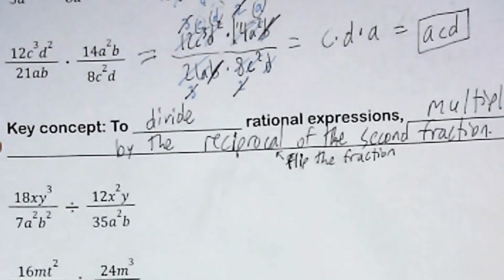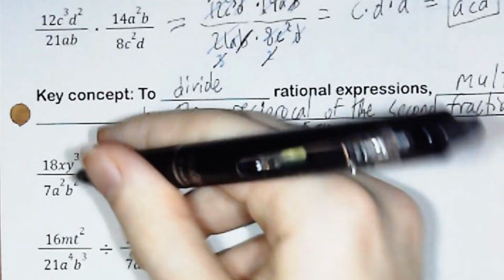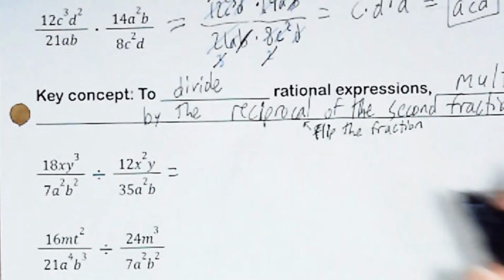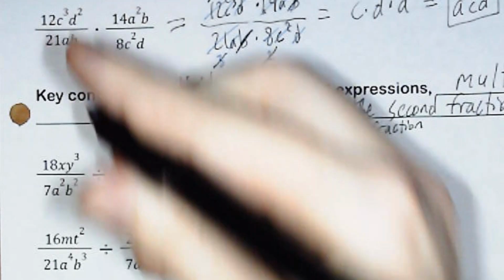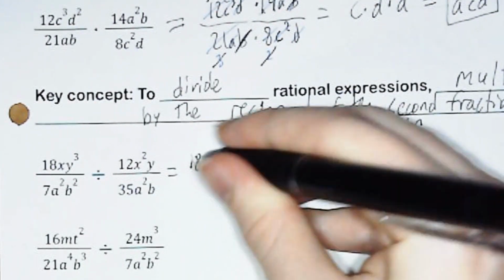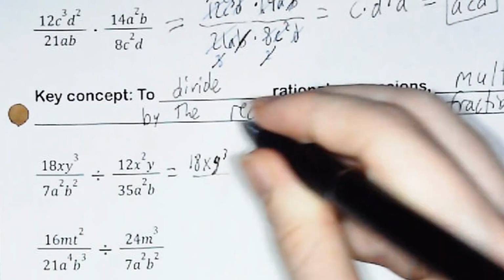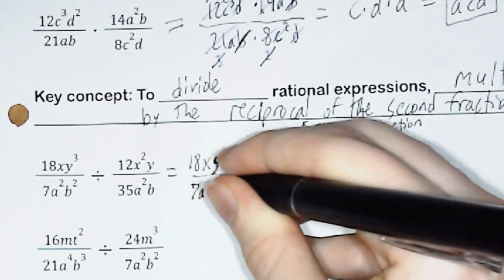Alright, anyway. So, in order to do this, we are effectively turning this division problem into a multiplication problem. The first thing that we're going to do is keep the first fraction the same. So we've still got 18xy cubed over 7a squared b squared.